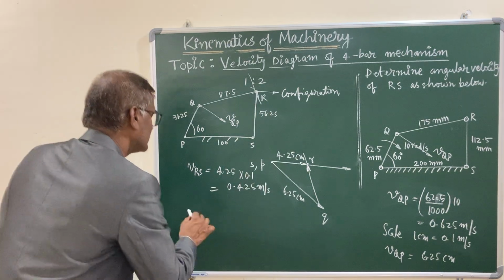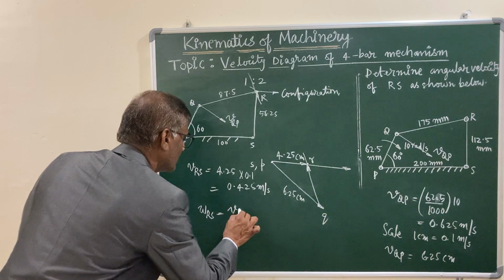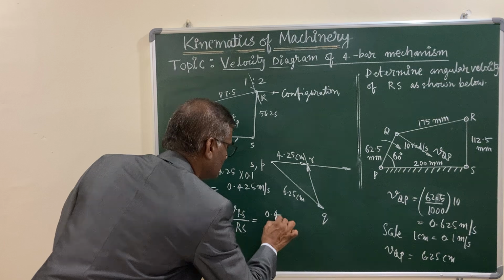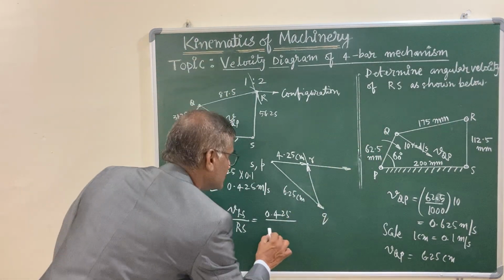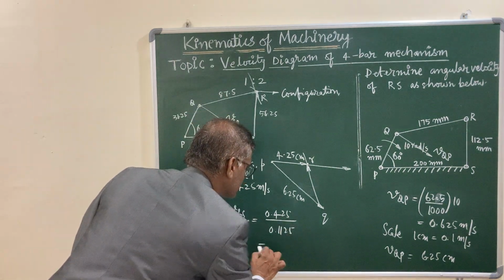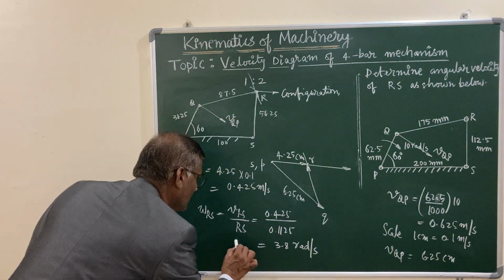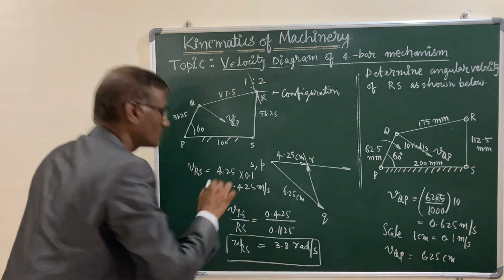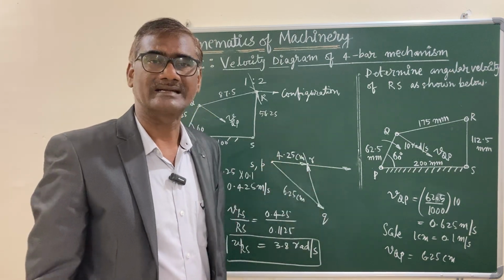Now you can calculate angular velocity, that is omega of RS, which is equal to Vrs divided by RS length. So it is 0.425 divided by RS, which is 112.5 mm, in meters it is 0.1125, and this gives you 3.8 radians per second. This is the required answer, that is the angular velocity of your output link. I think you understood this procedure, and let us proceed to practice this particular problem.